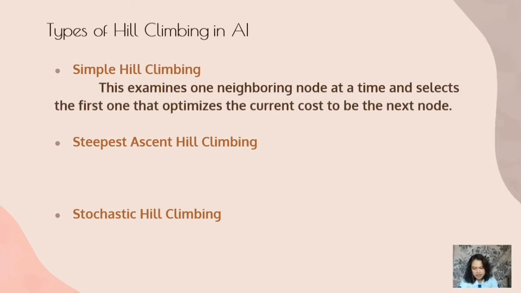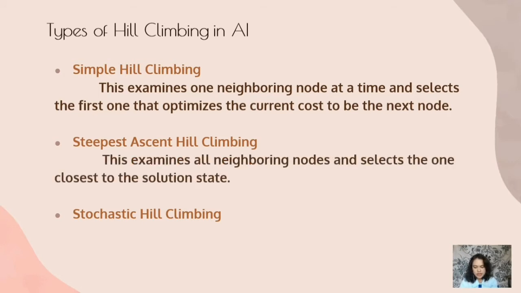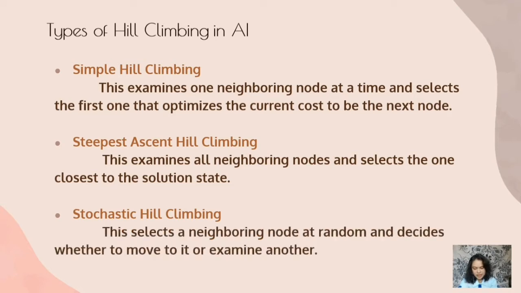Simple hill climbing examines one neighboring node at a time and selects the first one that optimizes the current cost to be the next node. Steepest ascent examines all neighboring nodes and selects the one closest to the solution state. Stochastic hill climbing selects a neighboring node at random and decides whether to move to it or examine another. I will give an example in the next few slides so this can be understood, specifically for stochastic hill climbing.